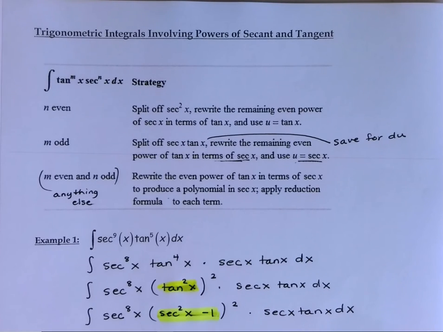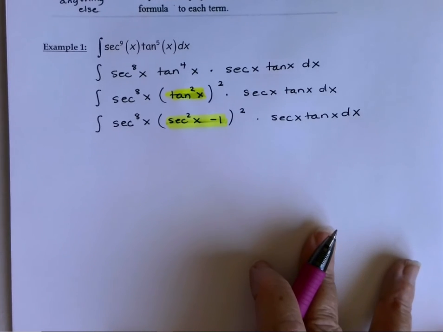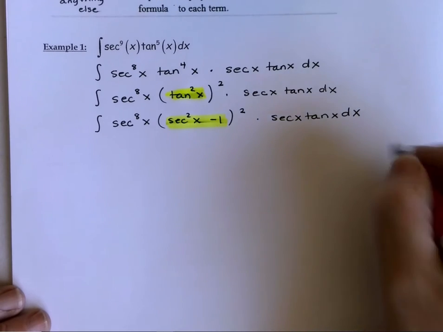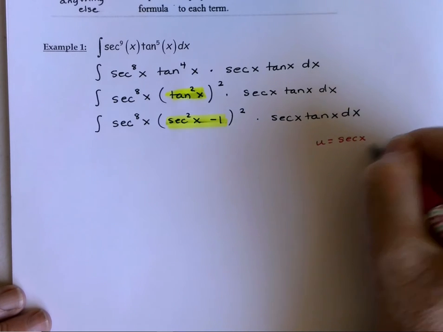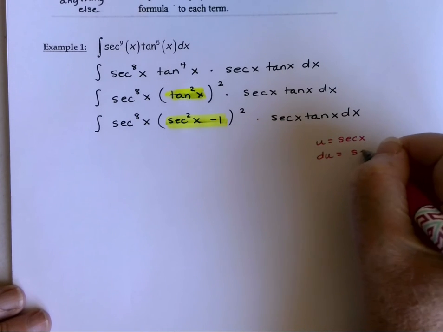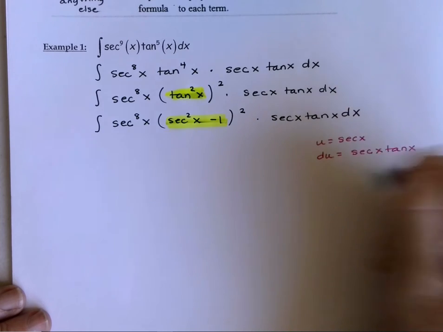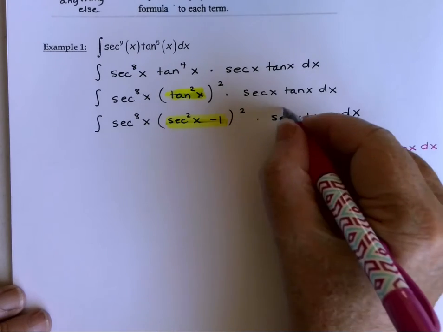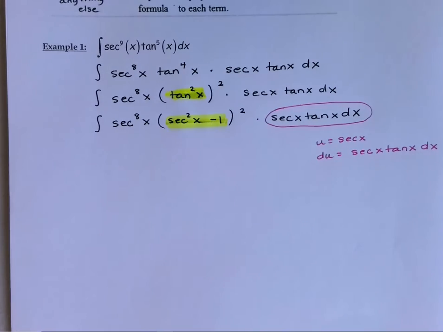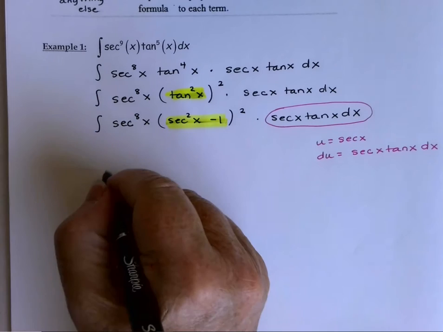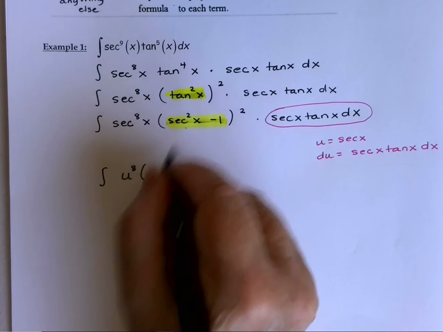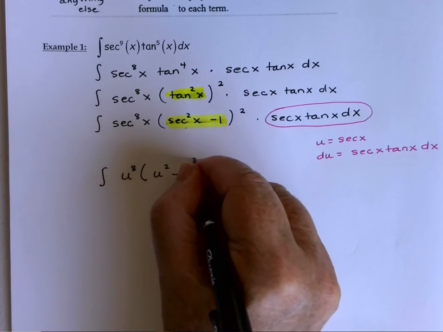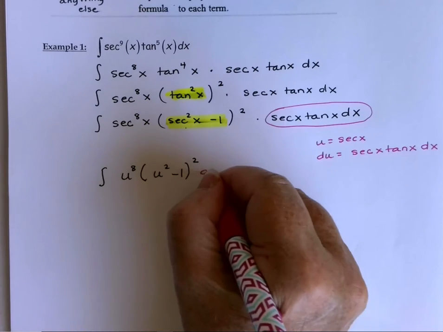And then I'm going to use that u substitution that they recommended. Let u be secant x. So if u is secant x, then du will be secant x tangent x, the derivative of secant x, dx, which is exactly what we saved off to the side here. So we're in really good shape. Our integral then becomes u to the 8th times u squared minus 1 to the 2nd power, and then everything here is just the du.